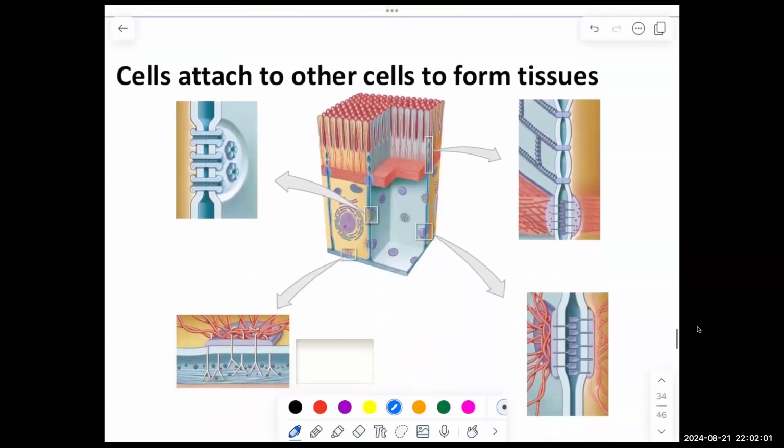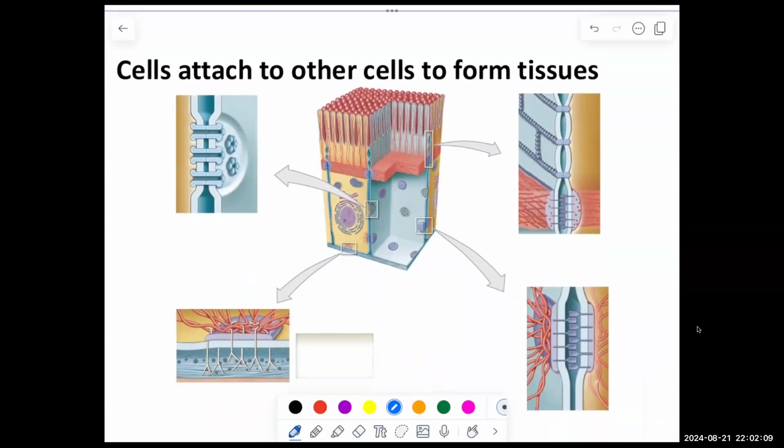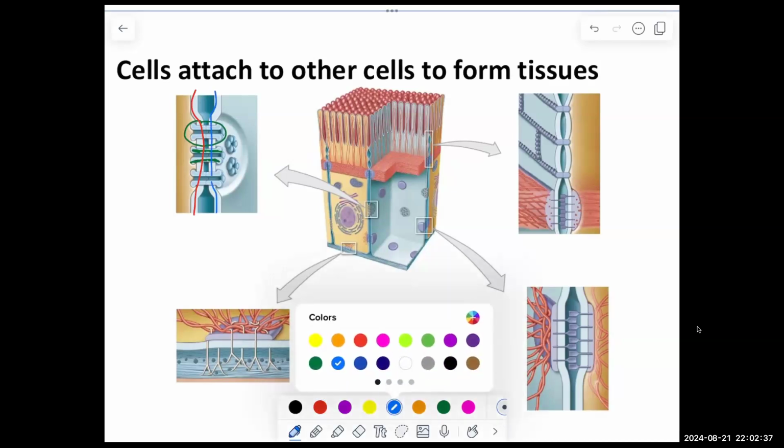Cells have to attach themselves to other cells to make tissues. Because remember, tissues are two or more cells that work together. There are three major proteins that I want you to be familiar with that hold cells together. One of them is this one here. This is a protein that holds the cell together. Here is one cell membrane. So that's cell one. And here's the cell membrane of the other cell. Two cell membranes. And they're held together by this gap junction.